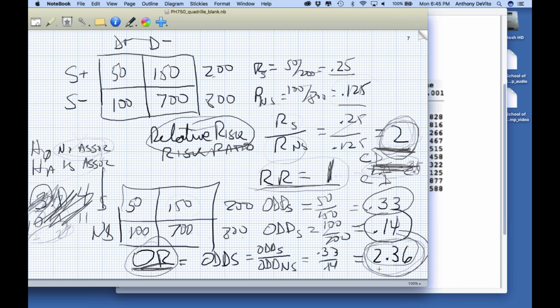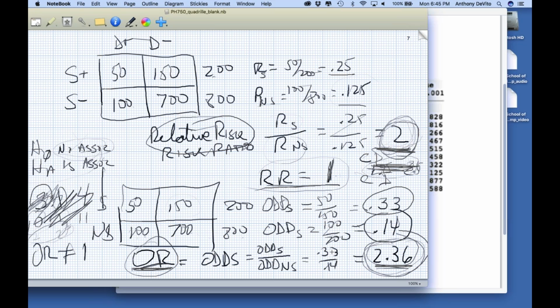I'm going to calculate a confidence interval for this odds ratio now. What odds ratio does that confidence interval not have to include? What number would suggest that there's no association between smoking and cancer? Not zero, right? Because it's a fraction, it's never going to be zero. It's going to be one.